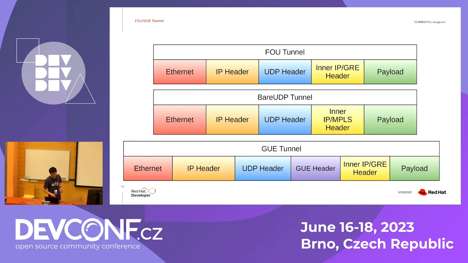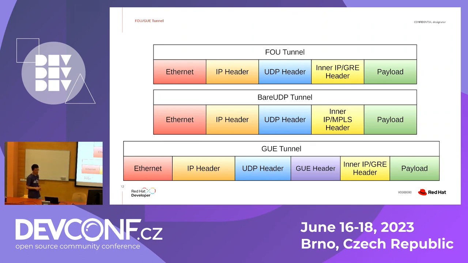Bare UDP tunnel is the full tunnel. Full tunnel supports IP and the GRE header as the inner header. And the bare UDP supports IP and the MPLS header as the inner header. And last is the GUE tunnel. The difference compared with these two others is that the GUE tunnel has a GUE header.